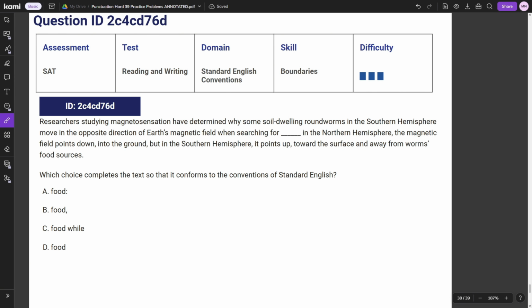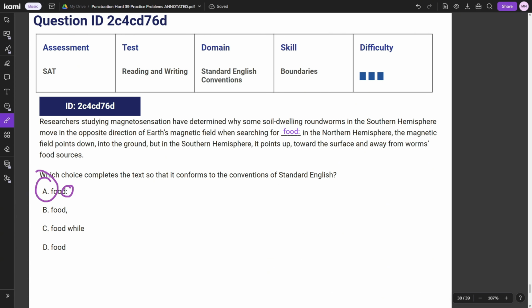Question number 38, let's look at our answer choices. Here you notice you only have one answer choice that has a colon, so most likely that's going to be our answer. But as per usual, let's go ahead and plug it in and see if it would make sense. Alright, I went ahead and plugged in our answer.